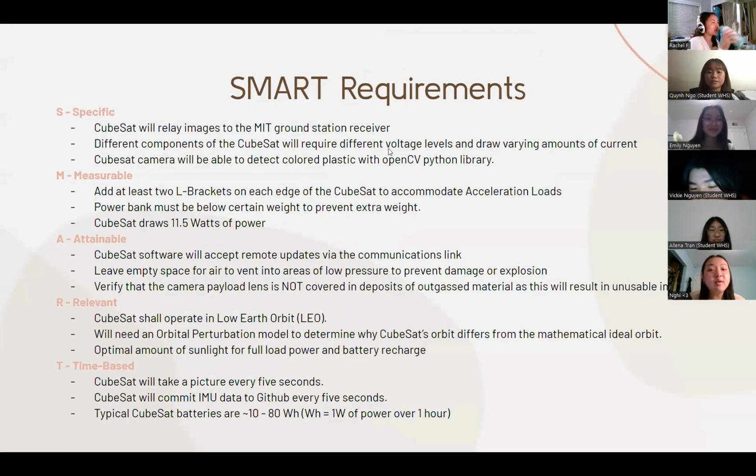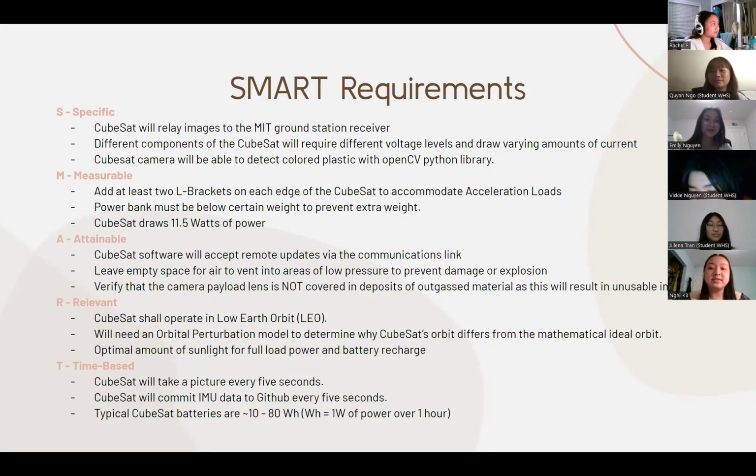To start, we will go over our SMART requirements. SMART is a mnemonic acronym which gives a guide and criteria in setting of objectives. SMART stands for specific, measurable, attainable, relevant, and time-based. To start, we have the S in SMART, which stands for specific. Here, we set well-defined and clear objectives for our CubeSat.